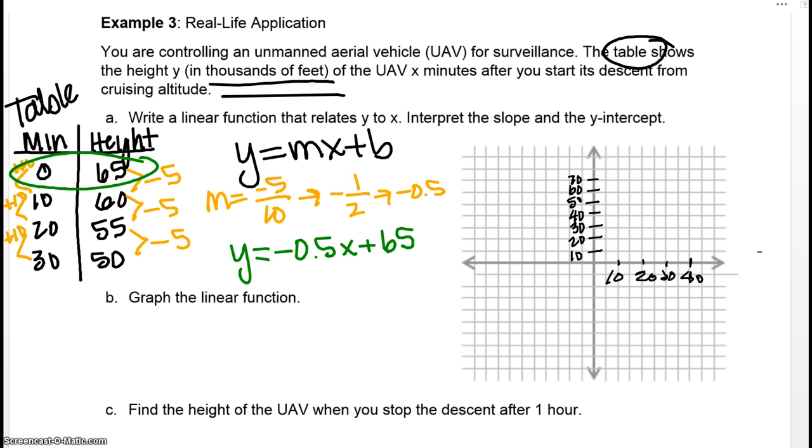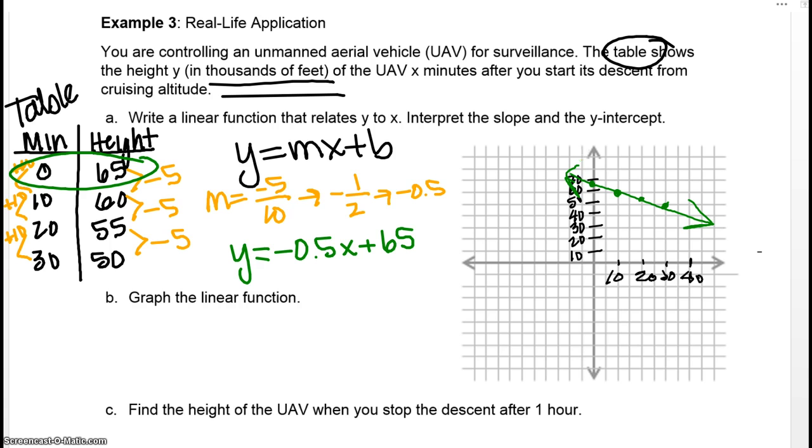Alright, sorry, I just went ahead and paused it and just labeled my graph. I went by tens over here, skipping every other line, and then went by tens going up. So the tens going across are my minutes, and then the height is going up. So my first point is (0, 65). So I'm going to 0 and up to 65 and making a dot. And then (10, 60). And my next point is (20, 55). And then (30, 50). And then connect those dots as best you can. And you have graphed a linear function.